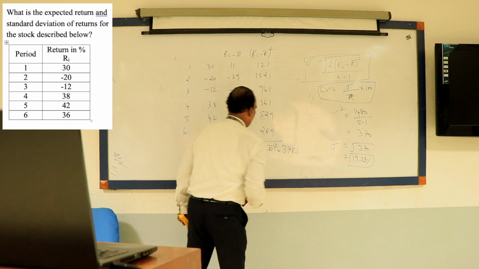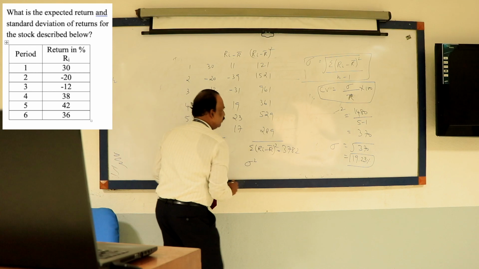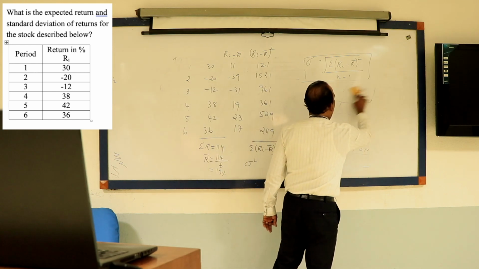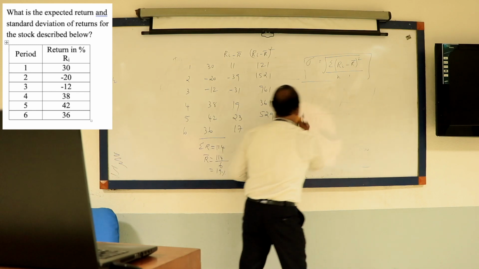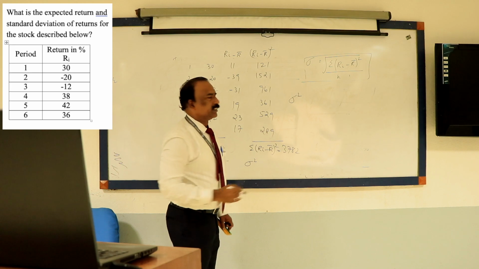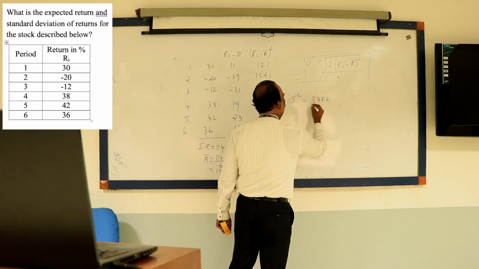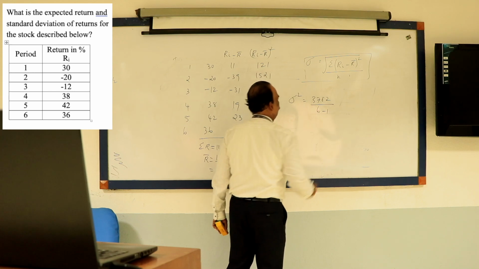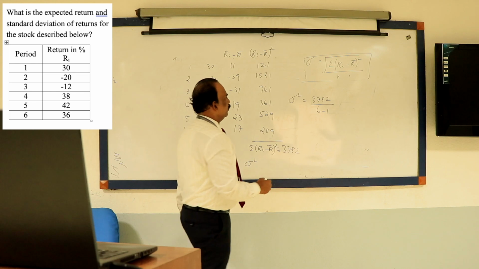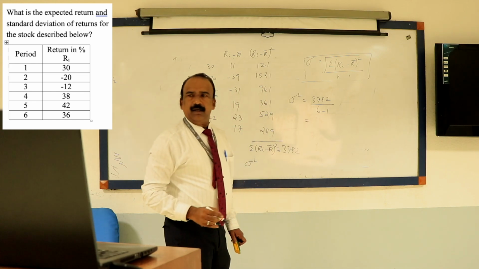3782. So standard deviation square, that is variance. Standard deviation square is called variance. So standard deviation square is equal to 3782 divided by 6 minus 1. So how much comes? 76.4.